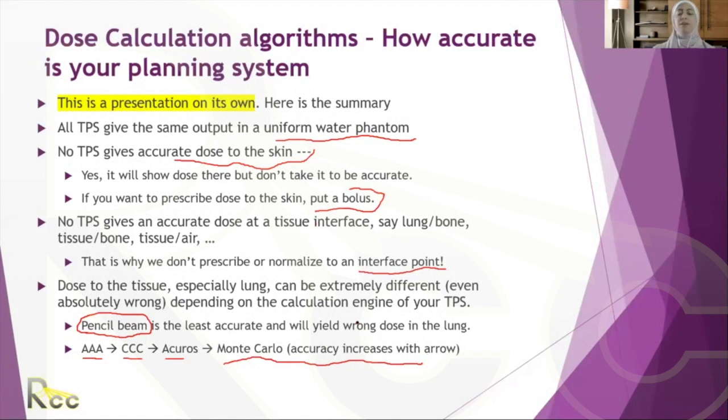So this is something for the physicist and the radiation oncologist to pay attention to, because you have to know how good of a plan you're looking at. What you see on the screen, is it really what the patient is receiving? So you should always have an idea of this. And for sure, if you want to prescribe to skin, I highly recommend using a bolus, because even though you see some dose on the skin from the planning system, you should always assume it is not really accurate.